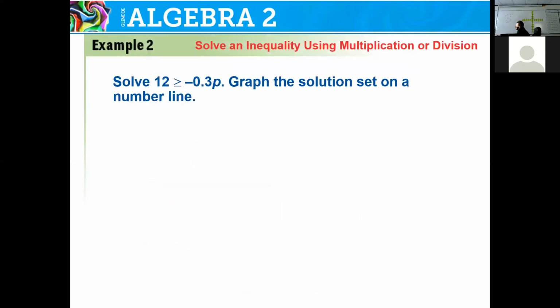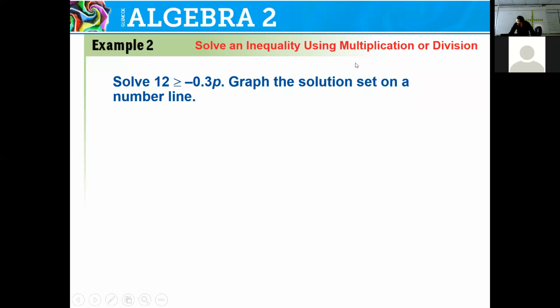Okay, example 2, it says solve an inequality using multiplication or division. We're to solve 12 is greater than or equal to negative 0.3p, and they want us to graph the solution set on the number line. So first up, write down your inequality, the original one, the way it appears, that way you can keep your mind straight. So we have 12 greater than or equal to negative 0.3p.